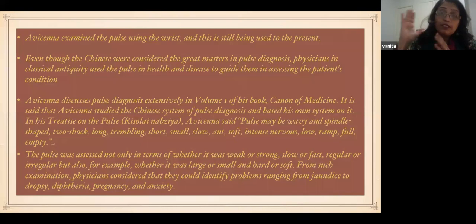When we come to the selection of food, it becomes very, very simple and easy to assess what kind of food should be selected according to the pulse, when you understand what pulse is. And then with the Chinese system, in his treatise on the pulse, Rizalat al-Nabz, because in Unani we call it Nabz.